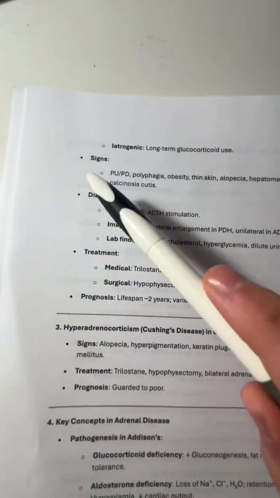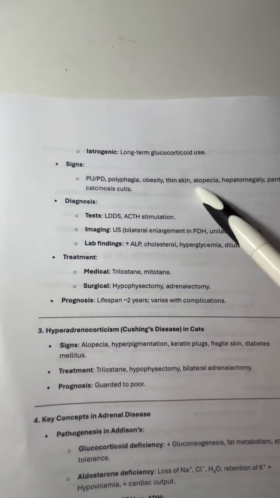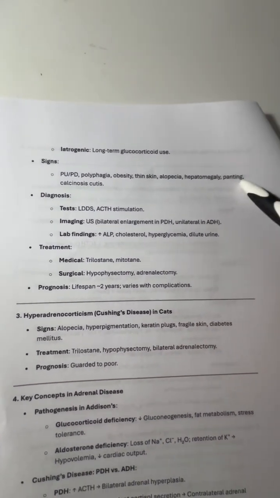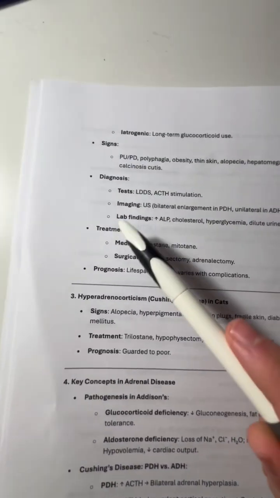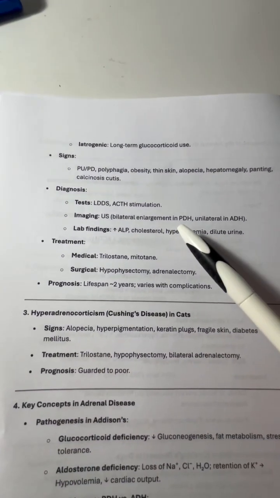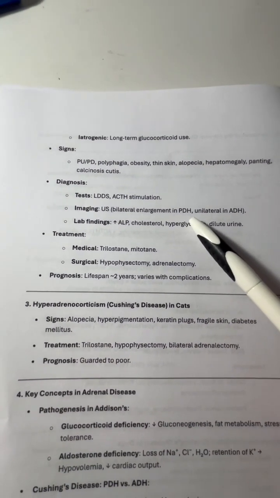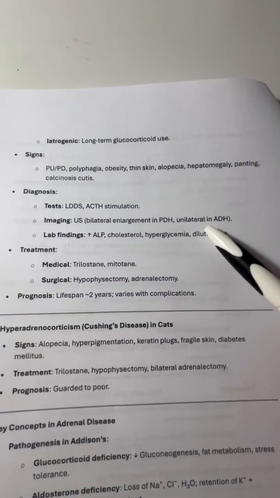The signs are polyuria and polydipsia, polyphagia, obesity, thin skin, alopecia and hepatomegaly, and panting. For the diagnosis, we can do an ACTH stimulation test, and on the imaging for an ultrasound, we see bilateral enlargement in the case of pituitary-dependent hyperadrenocorticism, and we see unilateral enlargement in the case of a cortical tumor.